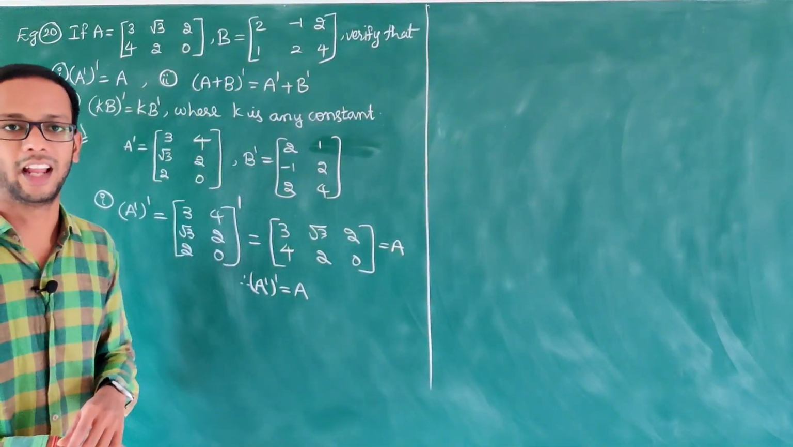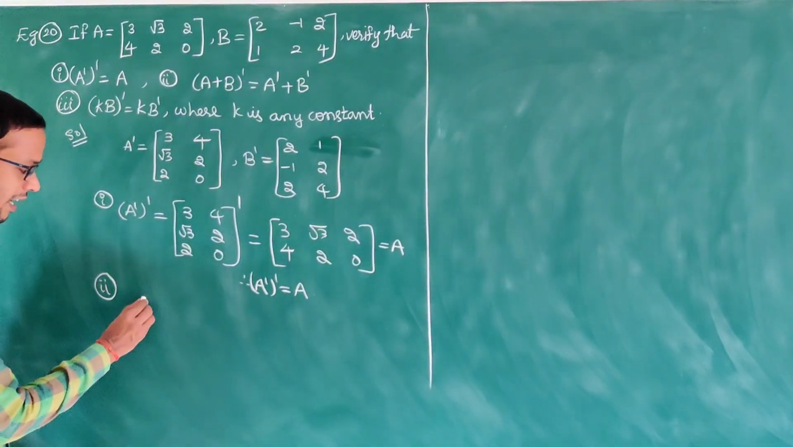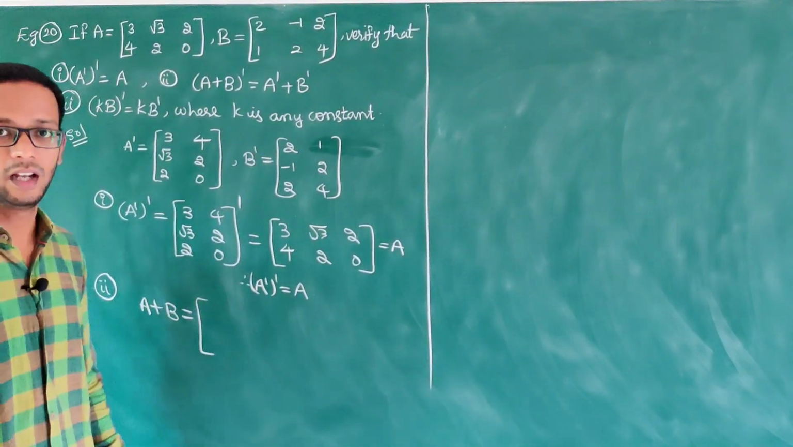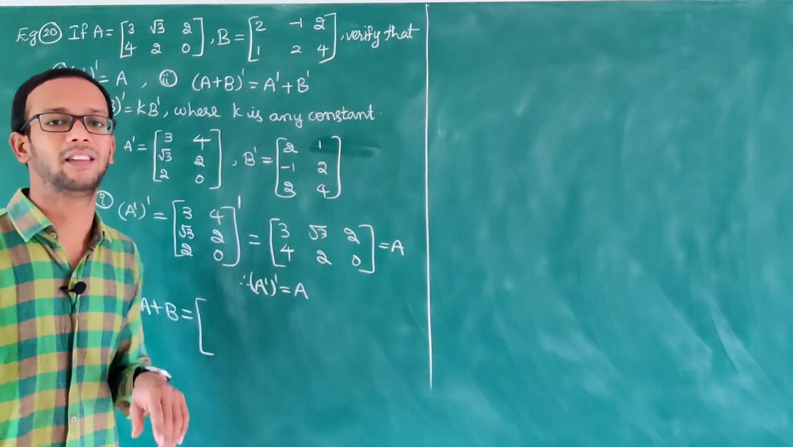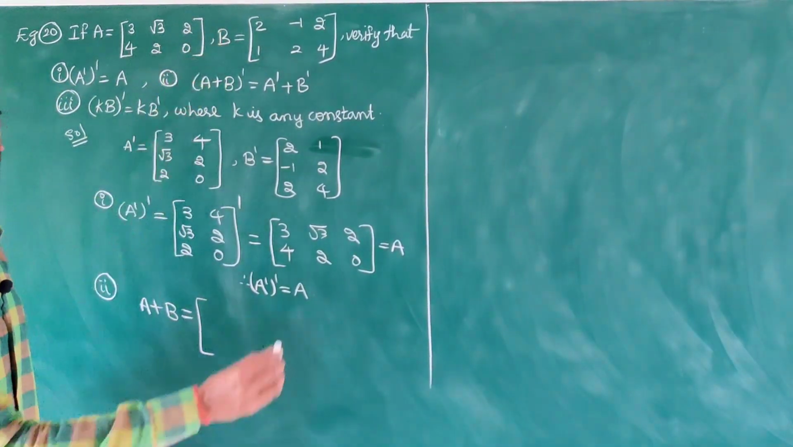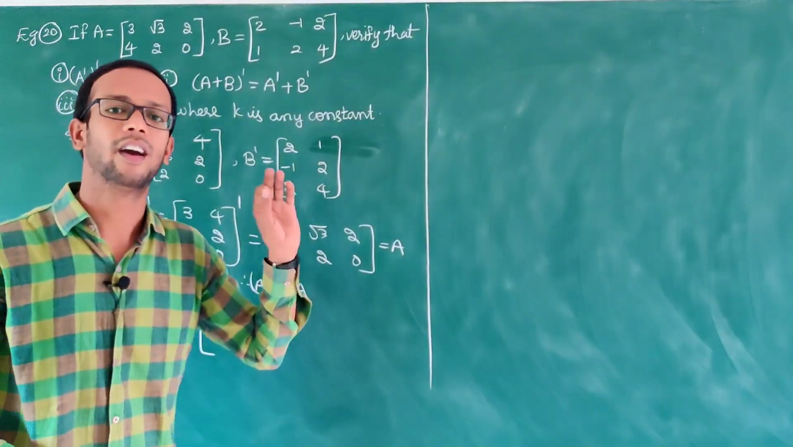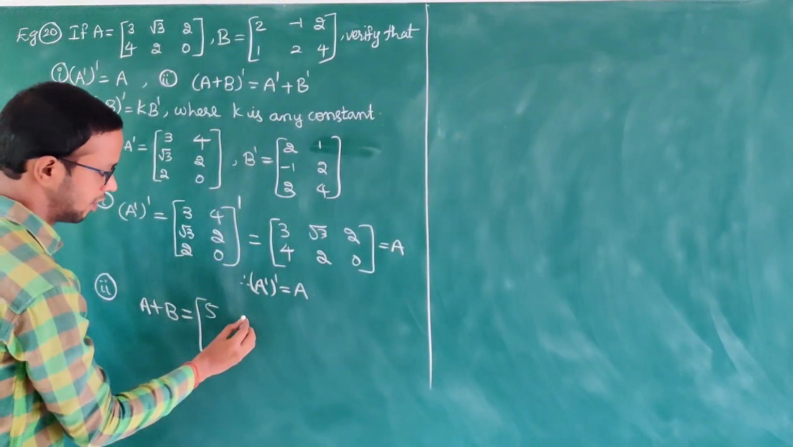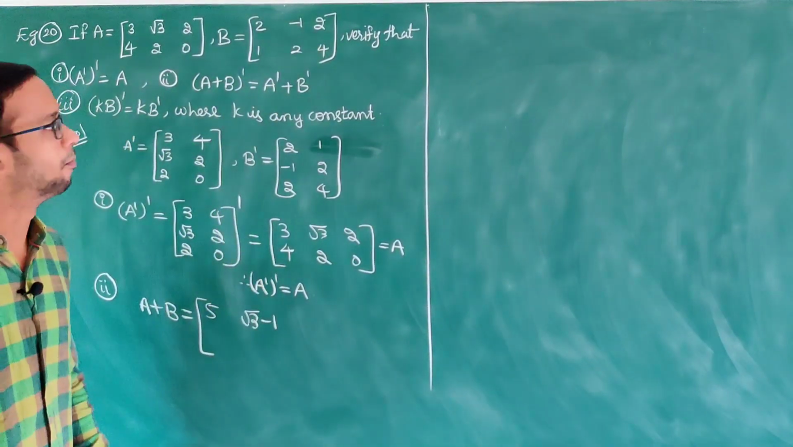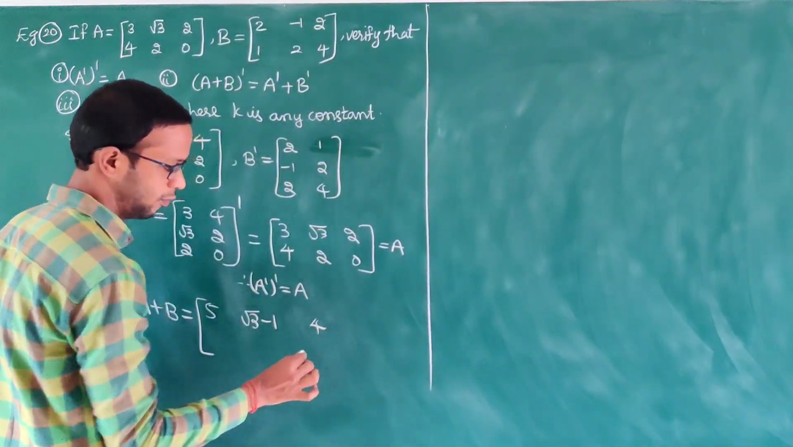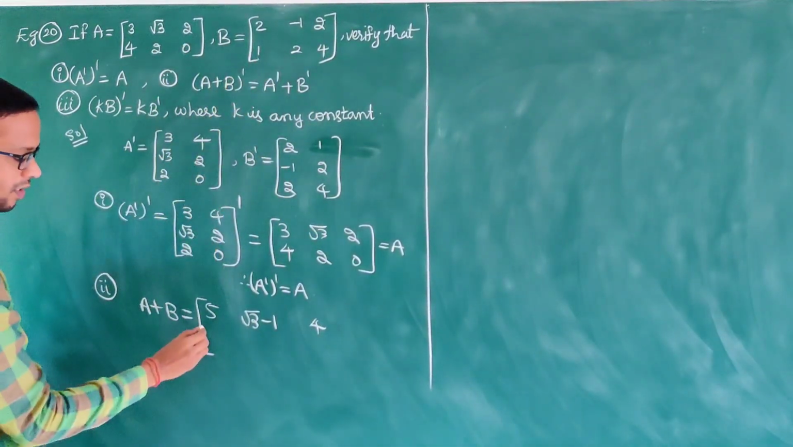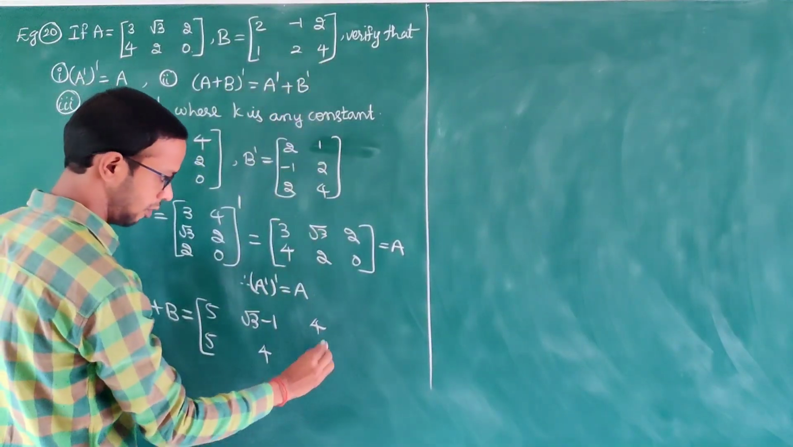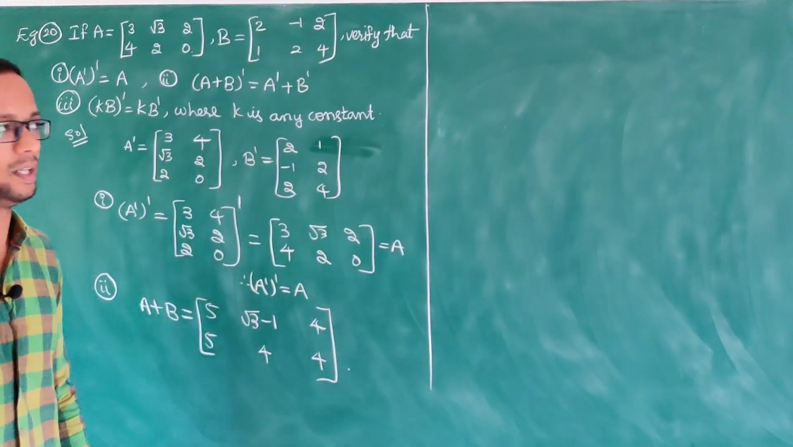You see on the left side, (A + B)' is there. First I'll write down A + B. What is A + B? Addition of two matrices of the same order: corresponding elements are added. First element: 5, root 3 plus 1 is root 3 minus 1, 2 plus 2 is 4. Next, 4 plus 1 is 5, 2 plus 2 is 4, 0 plus 4 is 4. So this is A + B.